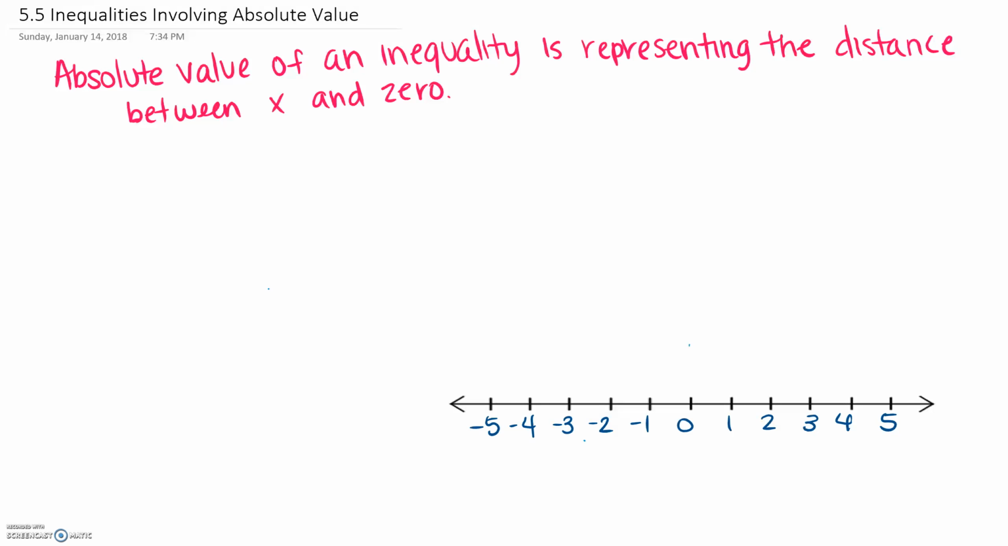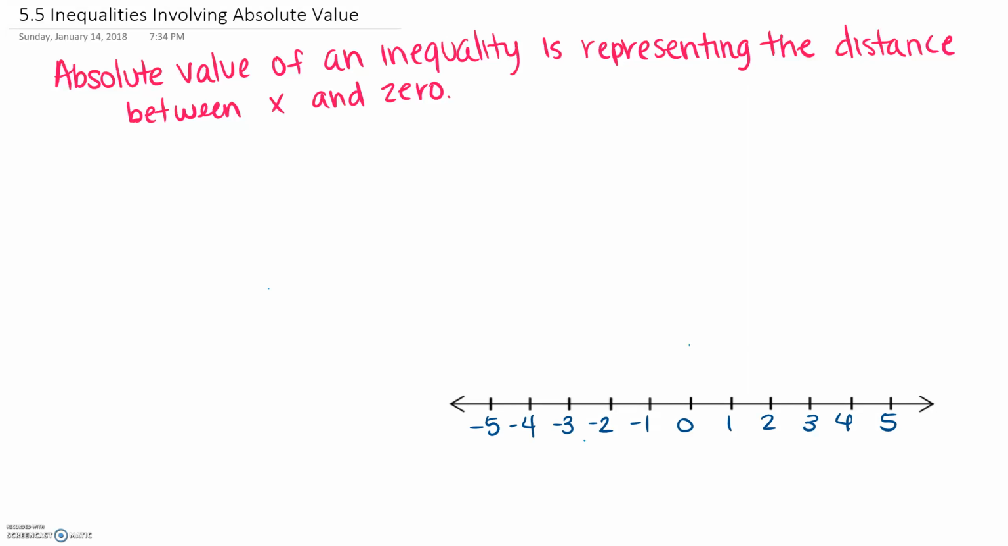All right, we have lesson 5.5, inequalities involving absolute value. With an absolute value equation, we solved for a positive and a negative of what it was equivalent to. Well, here with absolute values and an inequality, we're going to do something very similar. With a single inequality with an absolute value, it is representing the distance between x and 0.